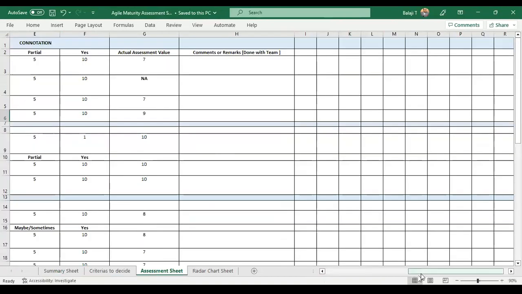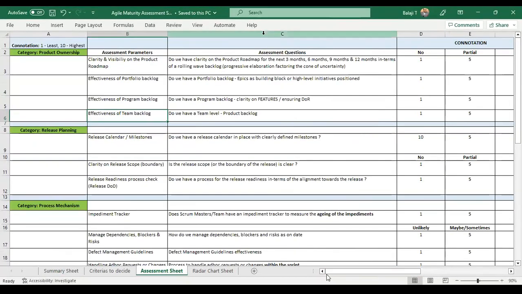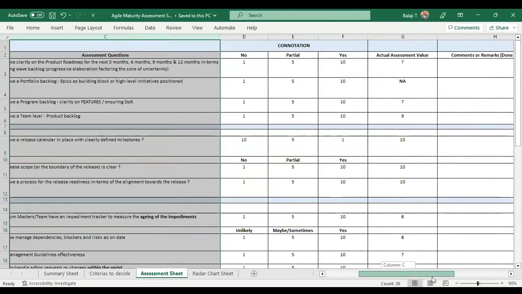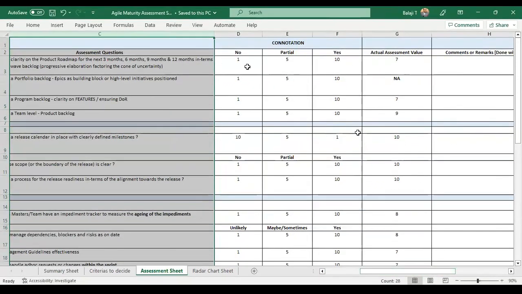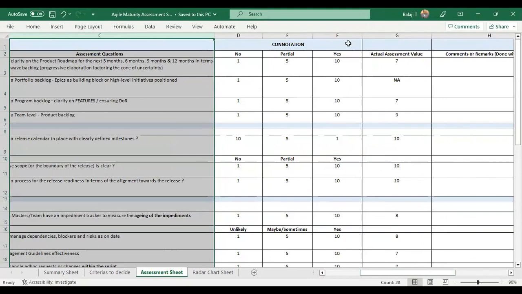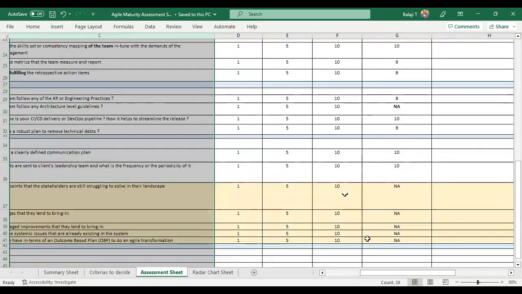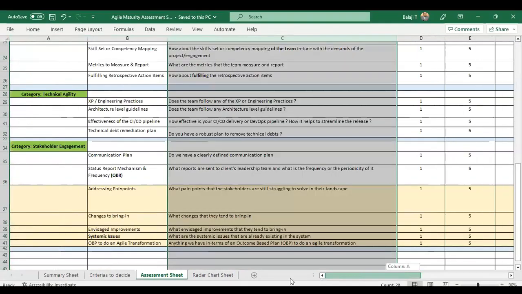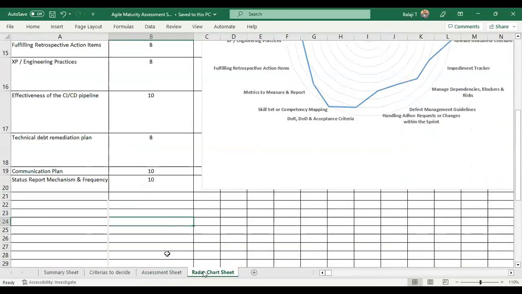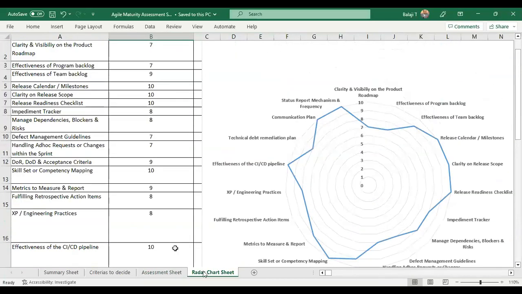Within these criteria, I have actually created assessment questions. And again, I have defined a connotation on a scale of 1 to 10, 1 being the lowest, 10 being the highest. And then we are actually doing the assessment with the team, right? And then we are creating the radar chart in this manner.